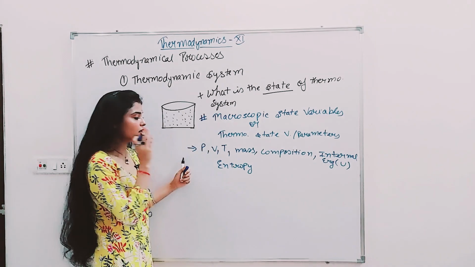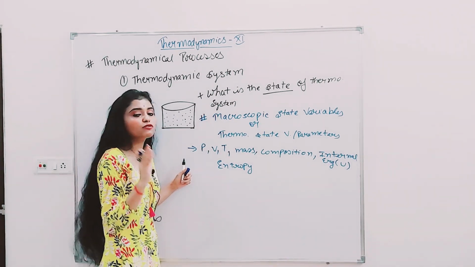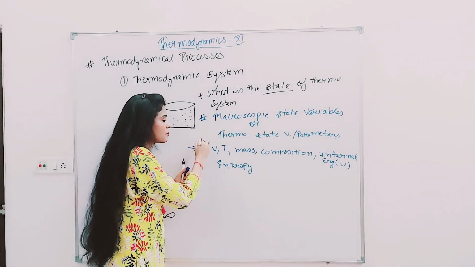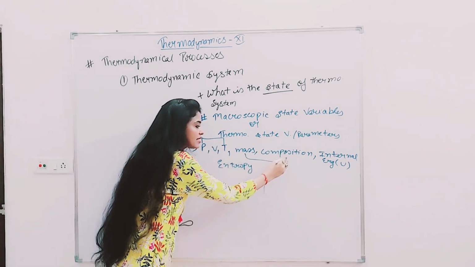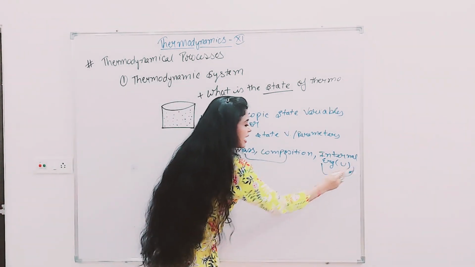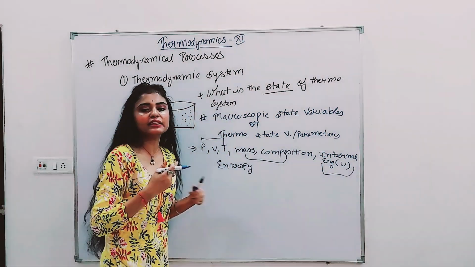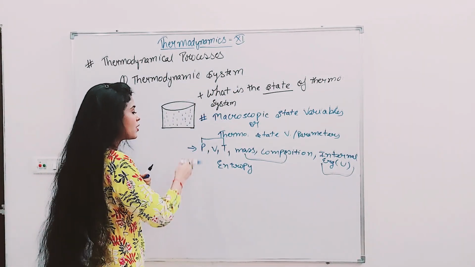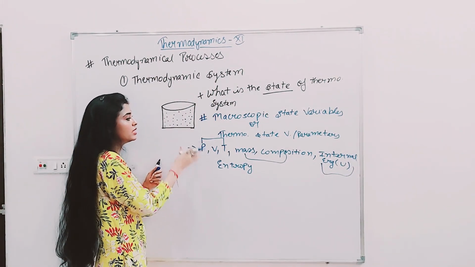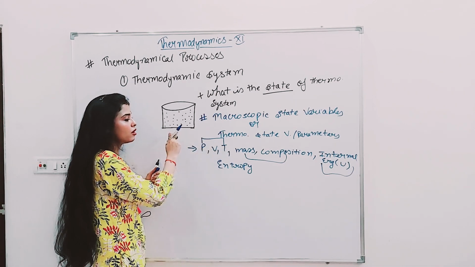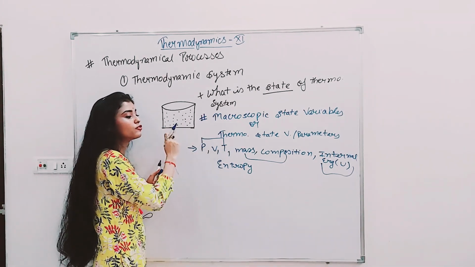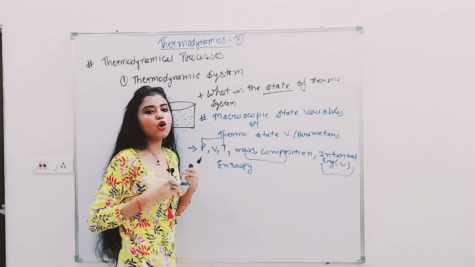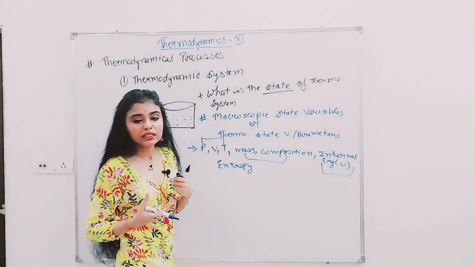The main thermodynamic state variables that we will be using are pressure, volume, temperature, mass and composition, and internal energy, which we are going to study in the later topics. Now, if you have information about the pressure, volume, temperature, mass and composition of the system, we already know the mass and composition before even starting the experiment.